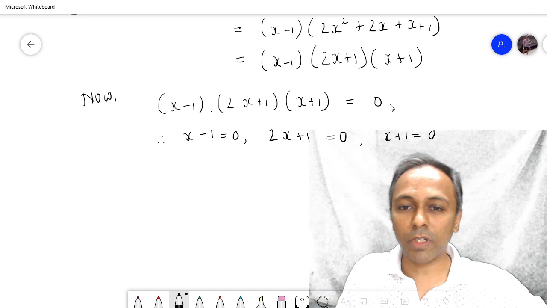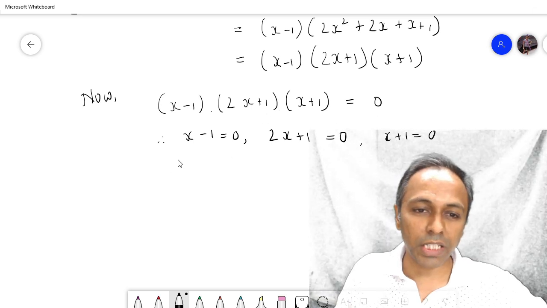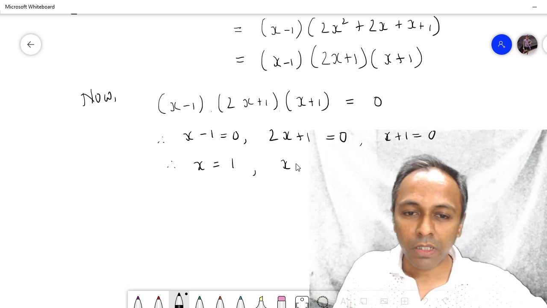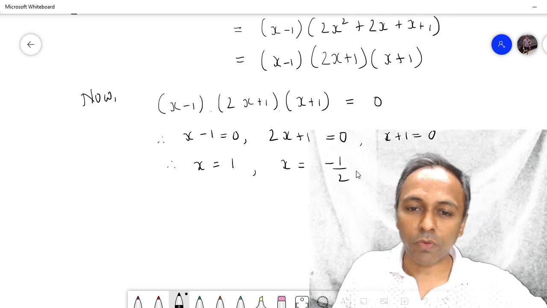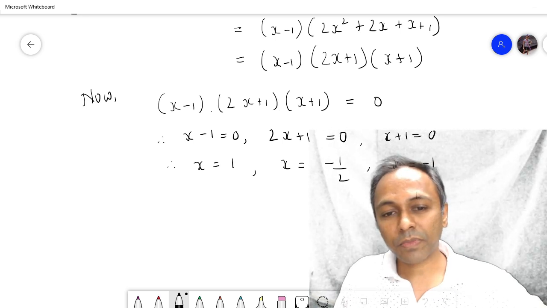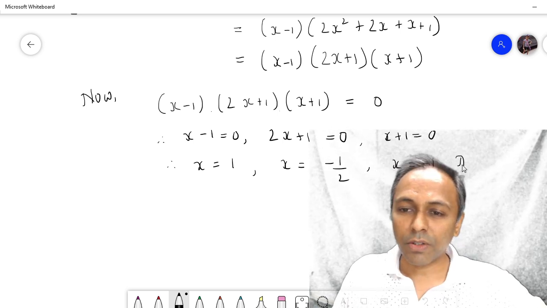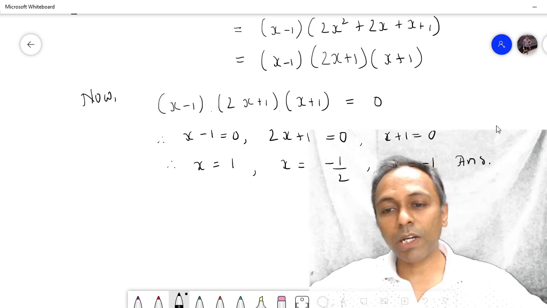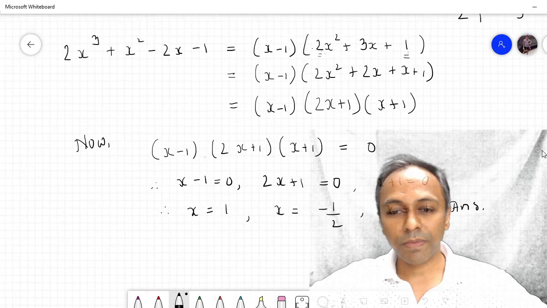Anyone could have been responsible to make the product 0, or each could have been 0 to make the right hand side 0. So we are getting x equal to 1, x equal to minus half, x equal to minus 1. So these are your possible values of x which could have given the remainder 0.